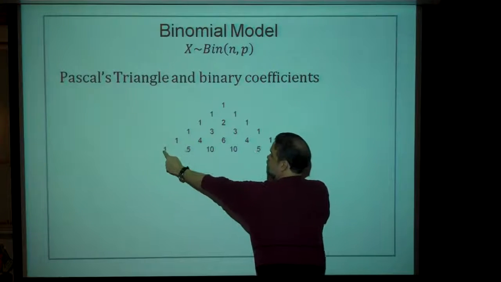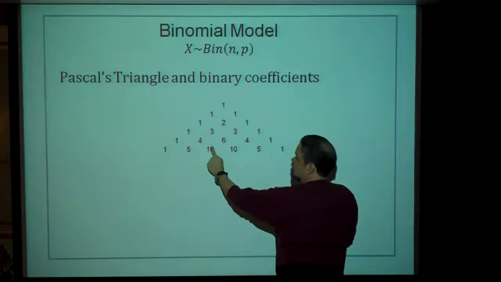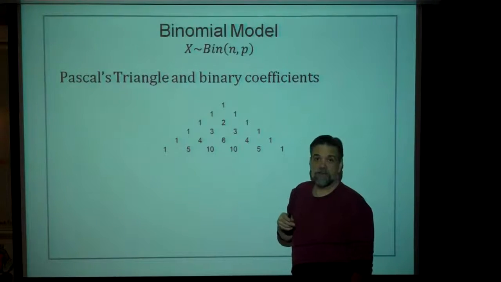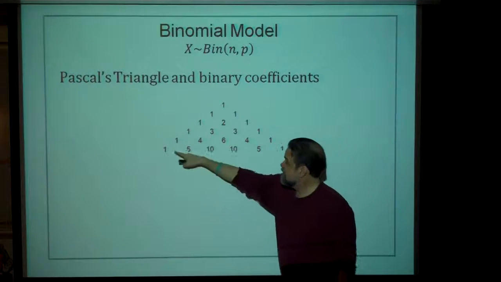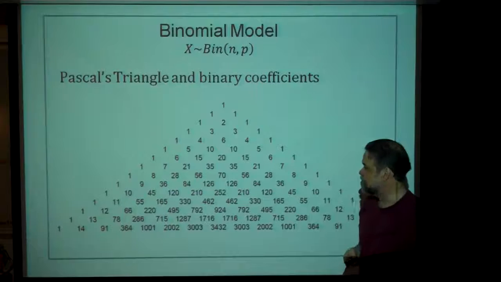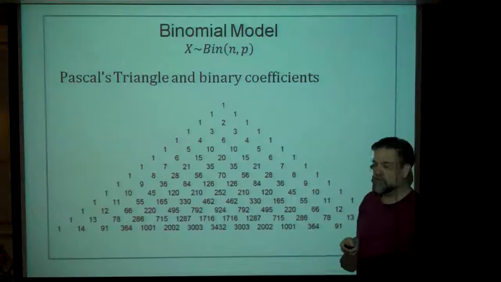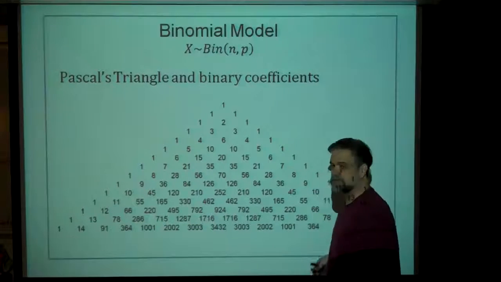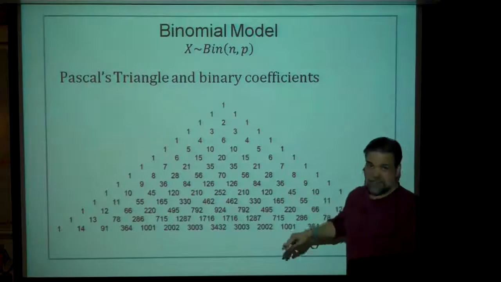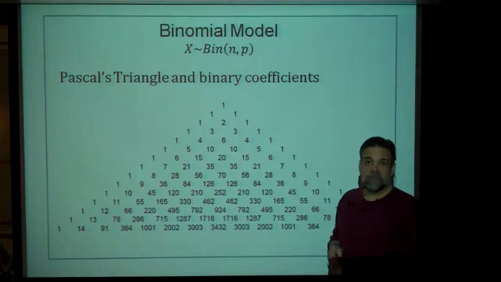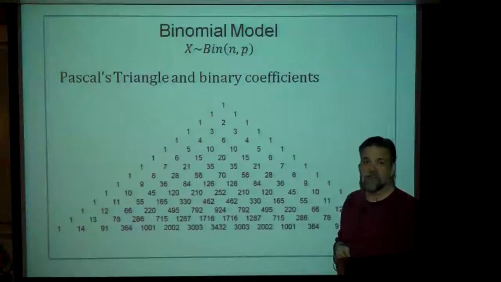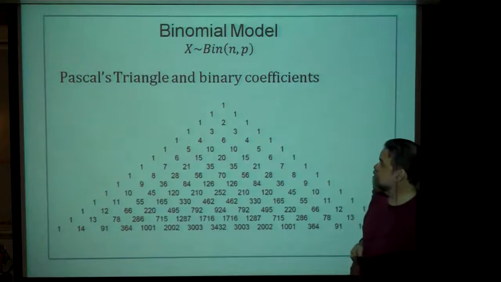Do it again. 1's on the end. 1 plus 4 is 5. 4 plus 6 is 10. 6 plus 4 is 10. 4 plus 1 is 5. And so if I have a binomial random variable where n is 5, I can use this line right here to get my coefficients. And then all the rest of them, keep on with that process. And if you have a binomial random variable where n is 14, well, you get to use all of these coefficients to figure out what your probabilities are. It's not the easiest thing in the world to do, but it's what you can do in case you don't happen to have a calculator with you. Otherwise, I would definitely just use a calculator to get those binomial coefficients.